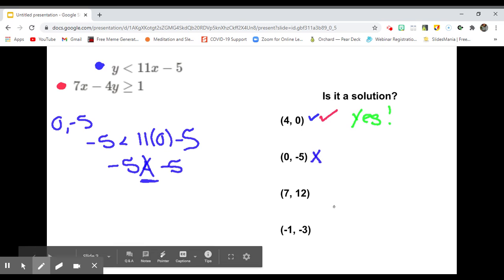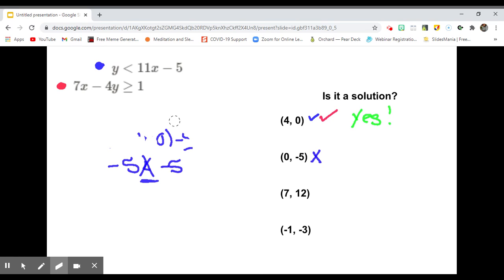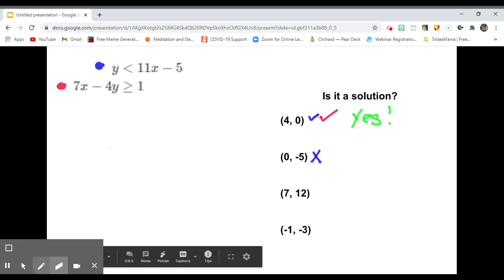So if it's not a solution to the first one and it is a solution to the second, it still doesn't mean it's a solution to the system. So we can stop here and go ahead and say no. Now, if you wanted to go the extra route and see if it was a solution to the red, you can, but because it's not a solution to one of them, it's automatically not a solution to the system because the system is both. Okay, so let's move on to (7, 12).